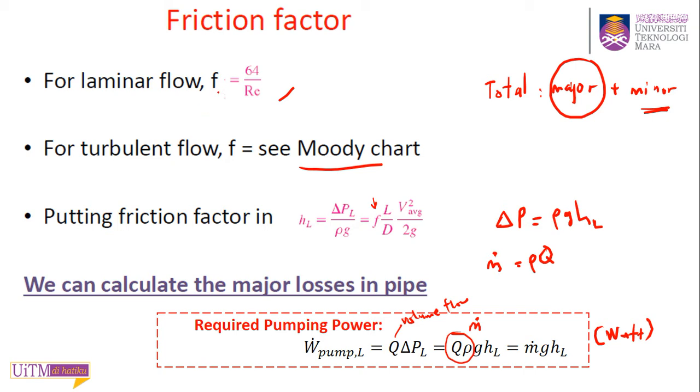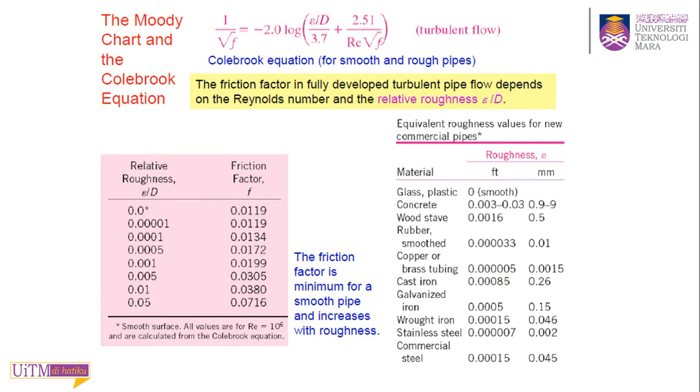Alright. So this is the friction factor for laminar flow. But we have not yet seen how we can calculate the friction factor for a turbulent flow. For turbulent flow, we basically use this equation, what we call the Colebrook equation. Colebrook is the name of a researcher. He introduced this equation to calculate the friction factor for turbulent flow.